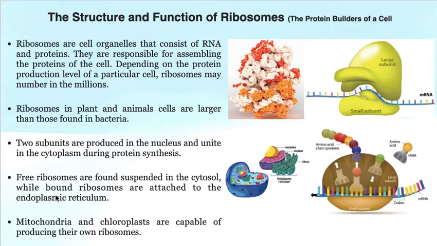Free ribosomes are found suspended in the cytosol, the liquid portion of the cytoplasm, while bound ribosomes are attached to the endoplasmic reticulum. So endoplasmic reticulum with ribosomes is called rough endoplasmic reticulum. If ribosomes are not attached to the surface of the endoplasmic reticulum, it is known as smooth endoplasmic reticulum. Mitochondria and chloroplasts are capable of producing their own ribosomes.